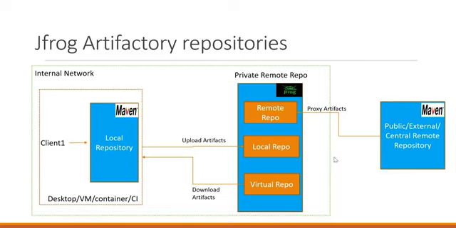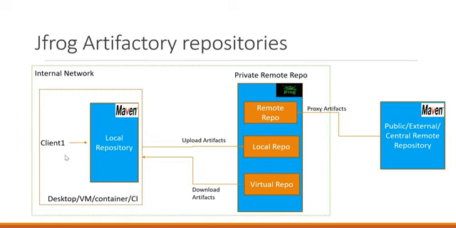For example, if you don't have Artifactory in the organization, whenever the builds happen on the client machines, the build needs third-party libraries or external artifacts. Those will be downloaded directly from the public or external repositories on the internet. The client machine can be a desktop, a virtual machine, a container, or a continuous integration server.